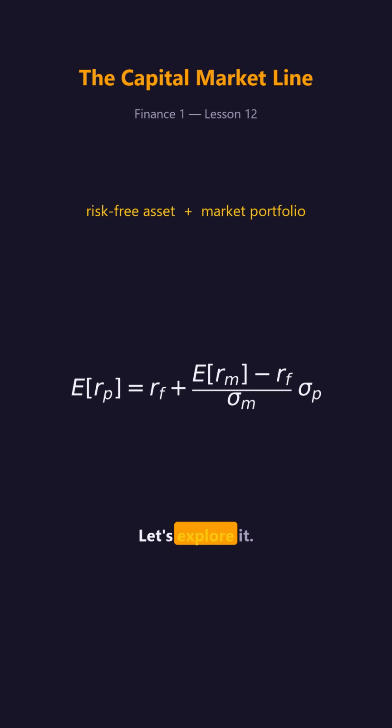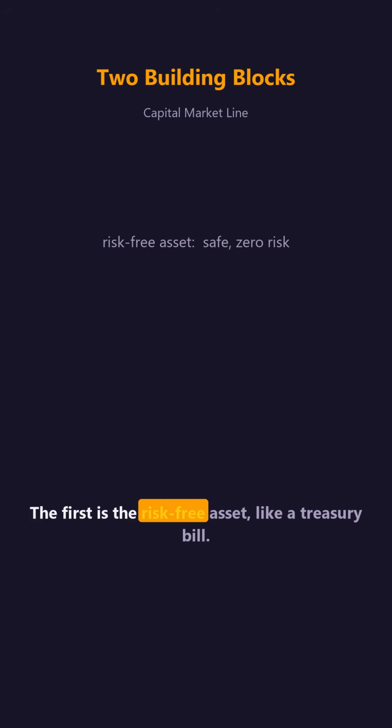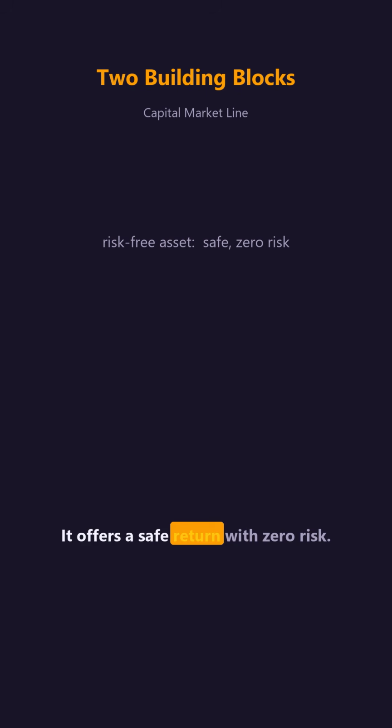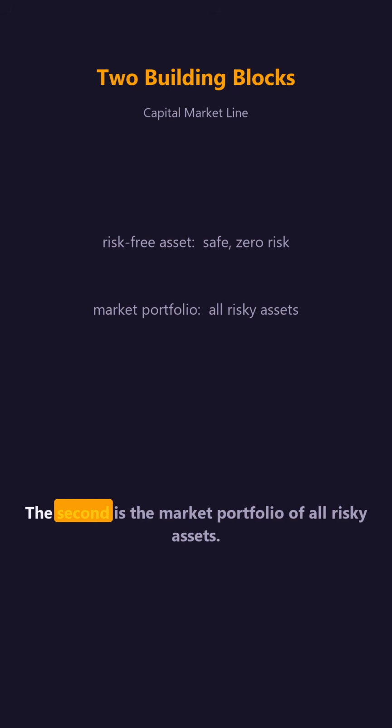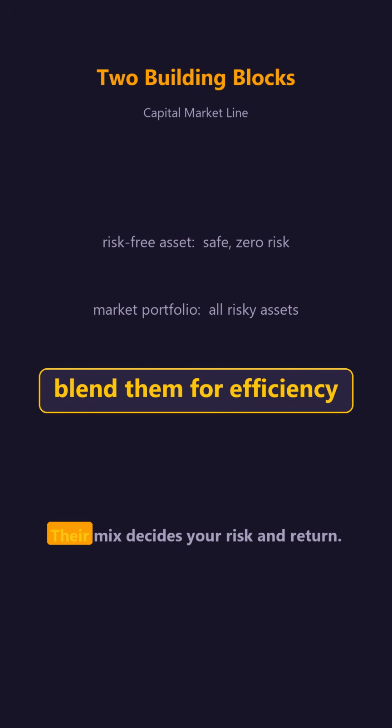Let's explore it. The capital market line has just two ingredients. The first is the risk-free asset, like a treasury bill. It offers a safe return with zero risk. The second is the market portfolio of all risky assets. By blending these two, you form efficient portfolios. Their mix decides your risk and return.